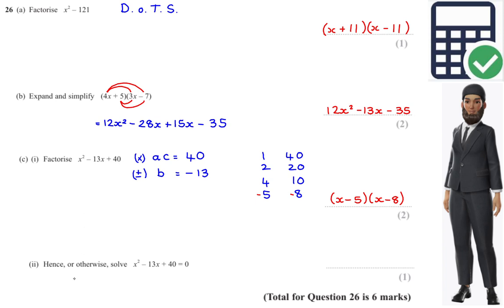Right, so this part 2 is linked to part 1. It's asking us to solve this. What we could do is rewrite this over here as x minus 5 times x minus 8 in brackets, and equate that to 0. I need to know what I can place into the first bracket to make the whole bracket 0, and that is x must be equal to 5. And then what can I place into the second bracket so that the whole bracket becomes 0, and that would be x is equal to 8.